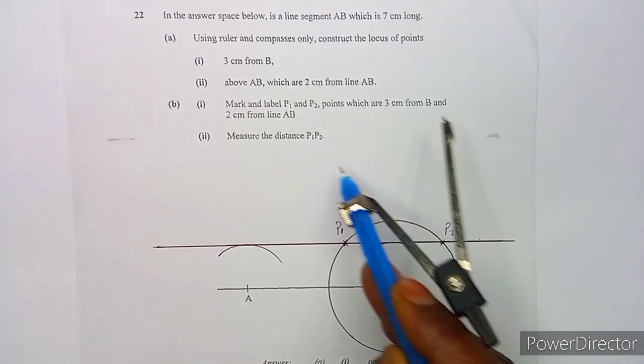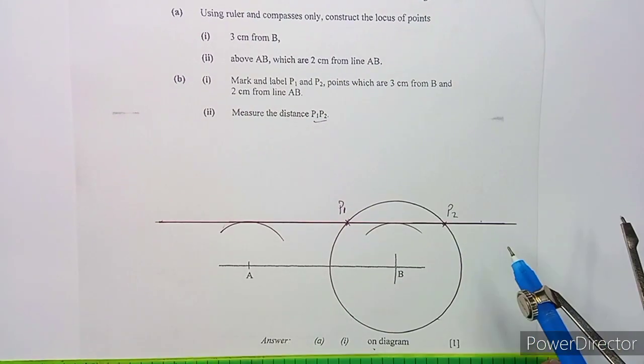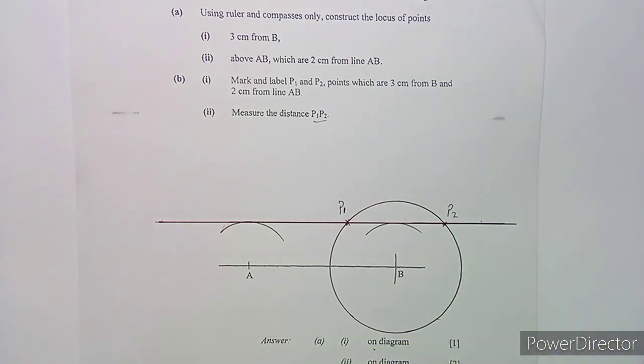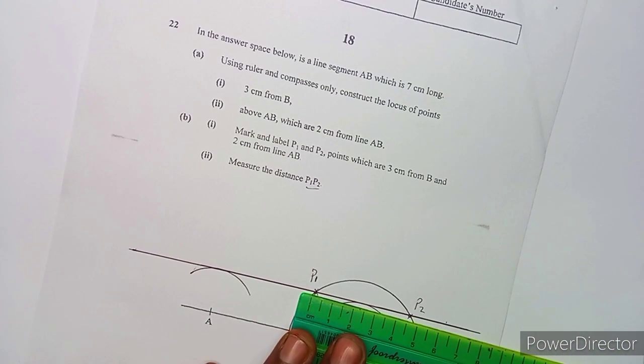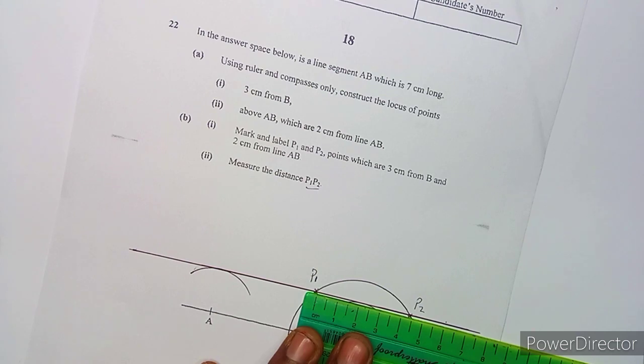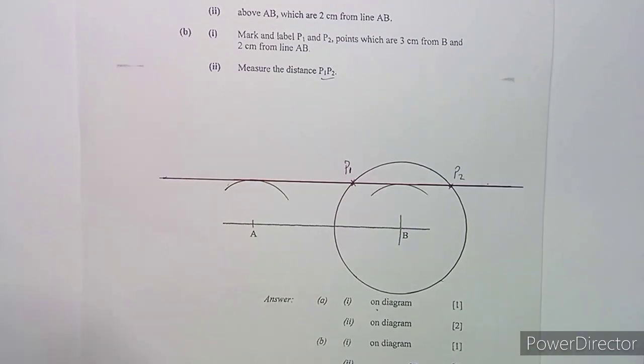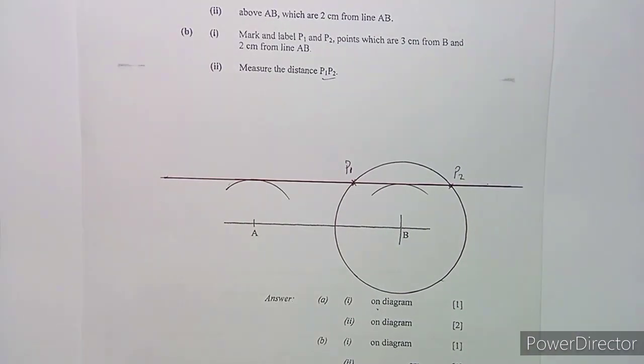Then measure the distance P1, P2. Then you have to measure properly. So just like I said, this is not certain now because of that, but you are supposed to measure. I don't know, but according to me, it's 4.5 according to this paper, but it's a scanned paper, so everything is going to change. It's not going to give us the exact thing, but we need to measure that distance. Okay, so that's what we had.